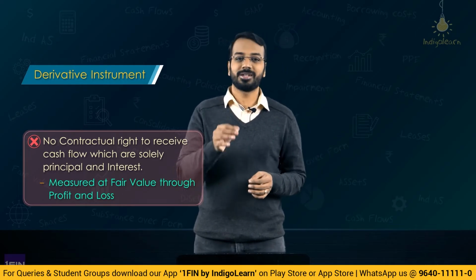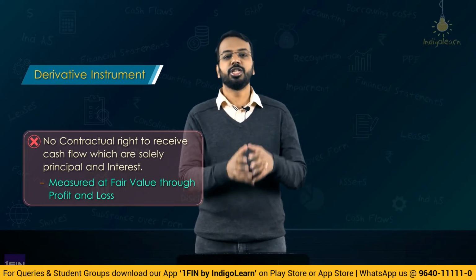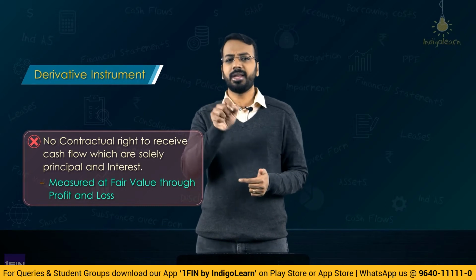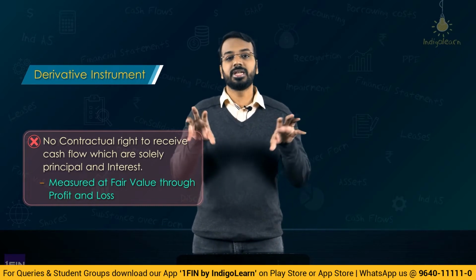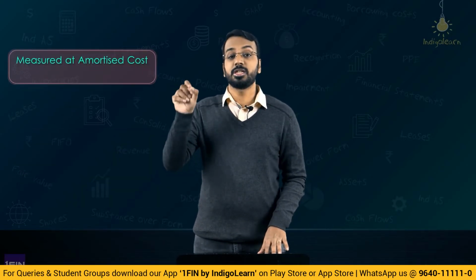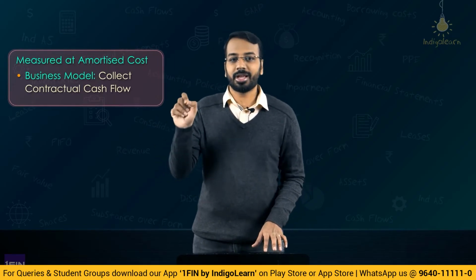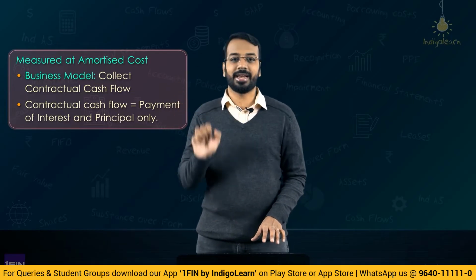So, whichever instrument does not fit into amortized cost or FVTOCI, you will measure them at fair value through P&L. As I told you earlier, there is a small exception which you will understand subsequently, but first you have to be clear with the categorization. Just to quickly revise, under amortized cost, the business model should be to collect the contractual cash flows, and the contractual cash flows should be solely the payment of principal and interest. That is the first category.